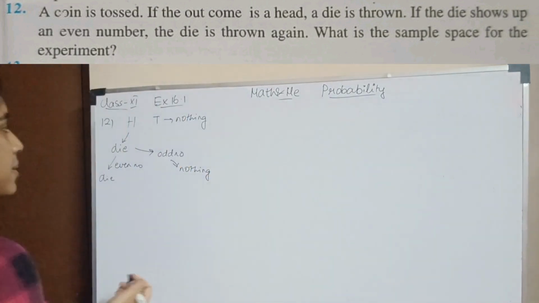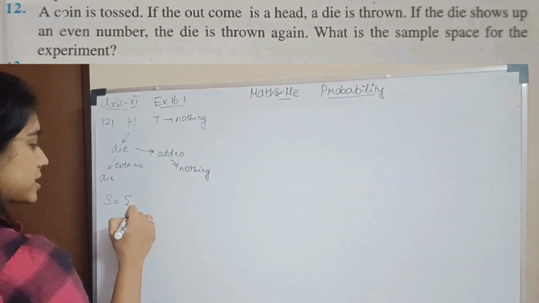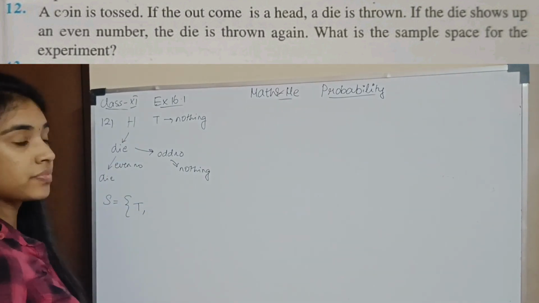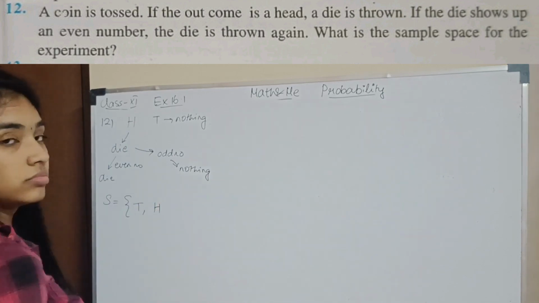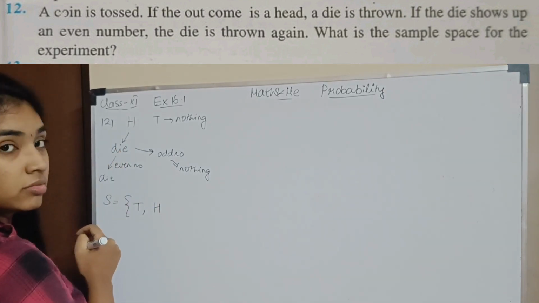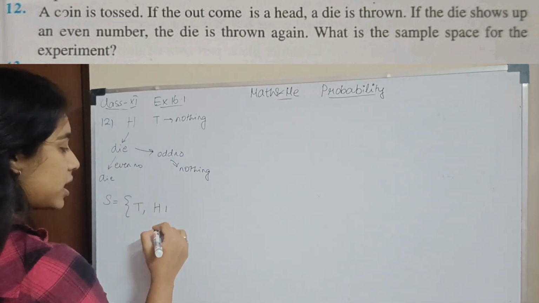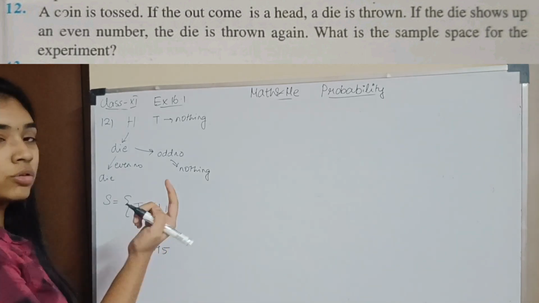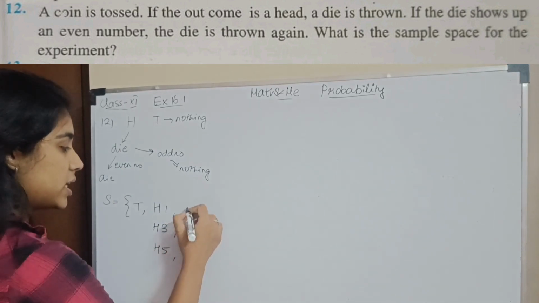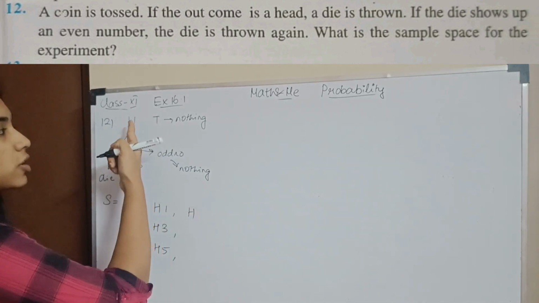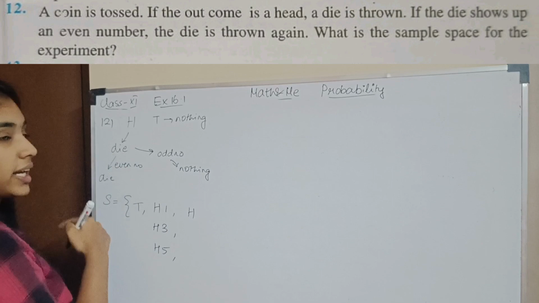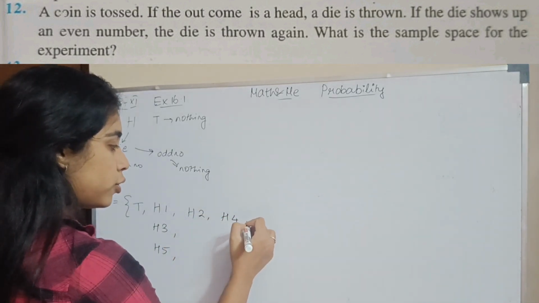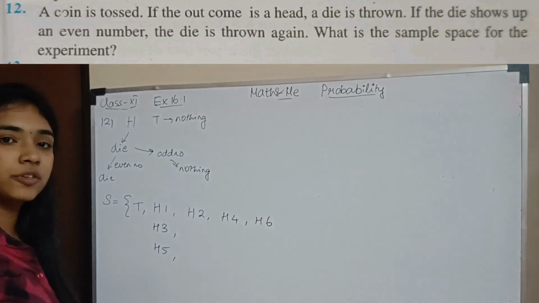So what will be your sample space? First, if you get a tail, you do nothing. If you get a head and you throw a die and get an odd number, that is 1, 3 or 5, you do nothing. Now, when you toss a coin, you get a head, you roll a die and an even number comes. Even number means 2, 4, 6. These are the different possibilities.